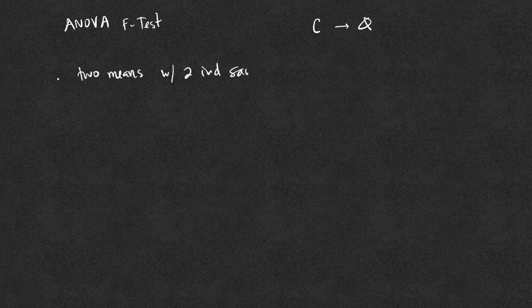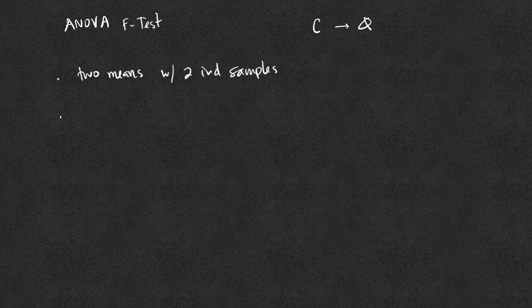In this video, we will introduce the ANOVA F-test. We have been studying the relationship between a categorical variable and a quantitative variable, where the categorical variable is the explanatory variable and the quantitative variable is the response variable. Specifically, we look at the inference for two means. We compare the two means with two independent samples.